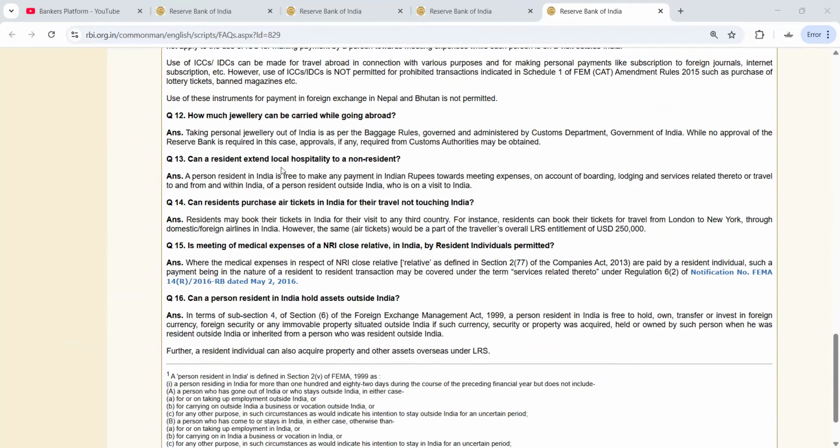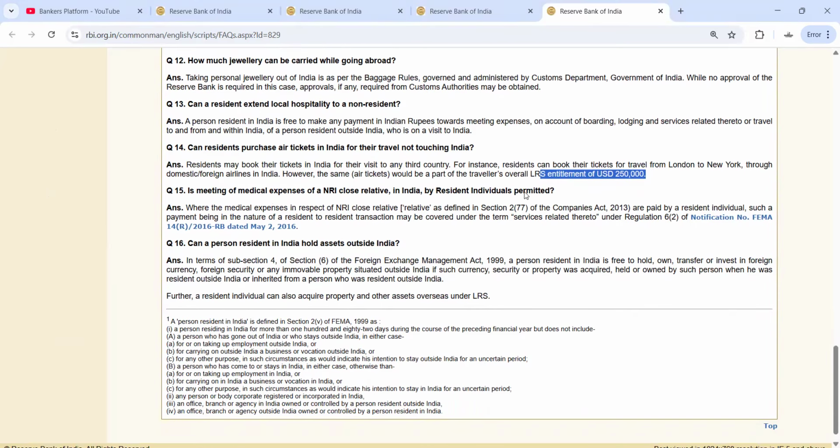Next, can a resident extend local hospitality to a non-resident? A person resident in India is free to make any payment in Indian rupees towards meeting expenses on account of boarding, lodging, and services related to travel to and from and within India of a person resident outside who is on a visit. Okay. Next, can a resident purchase a ticket in India for travel not touching India? That can also be done. A resident may book a ticket, and it should be within the limit of 2,50,000 dollars.